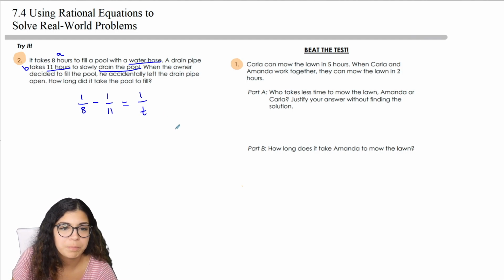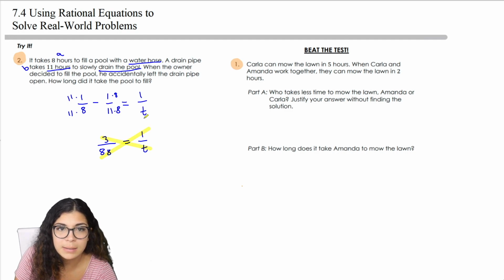pool. Okay, so we need a common denominator, so I'm going to multiply this by 11 and multiply this fraction by 8, which would make the denominator for both 88. And then 11 minus 8 is 3. And again, this is a proportion, so you can cross multiply. 3 times t equals 88 times 1. So 3t equals 88, and then divide by 3 on both sides, you get 88 over 3.